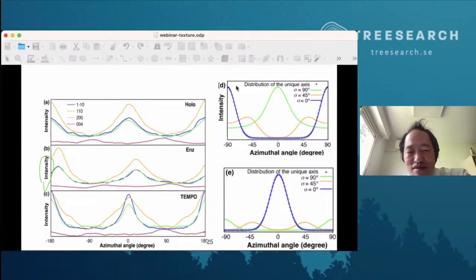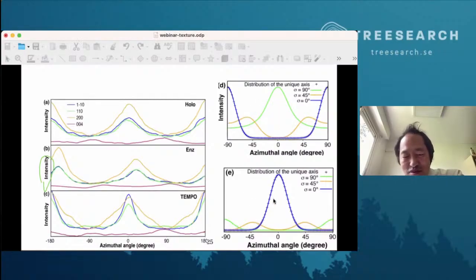So here it is a case of uniaxial orientation, where you see the distribution of the chain axis in one direction, and then you have the equatorial reflection like 200, 90 degrees to the orientation. This is the typical case for poplar cellulose and enzymatic cellulose pattern, where you see this strong diffraction at 90 degrees.